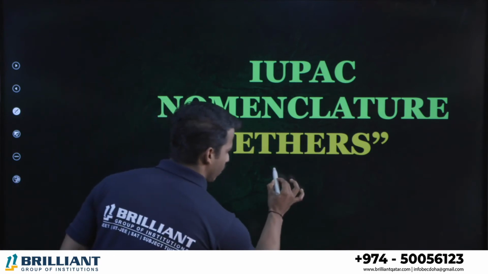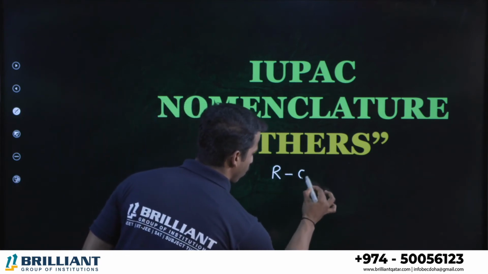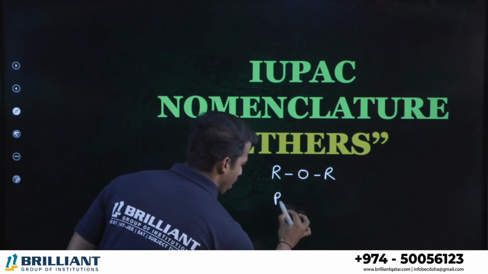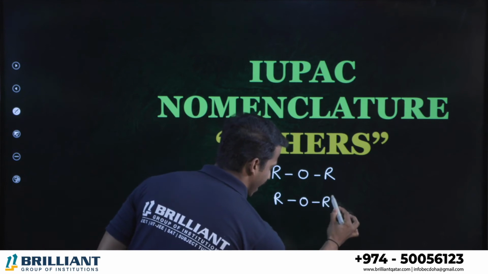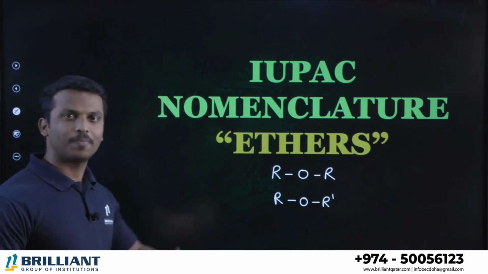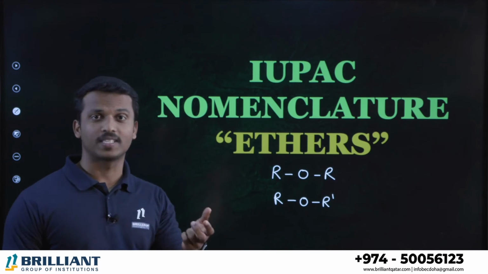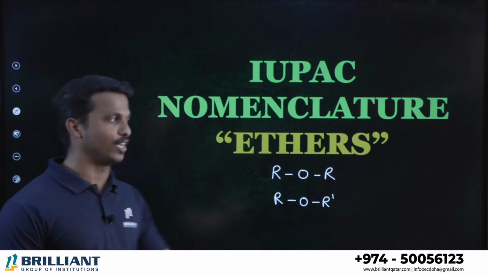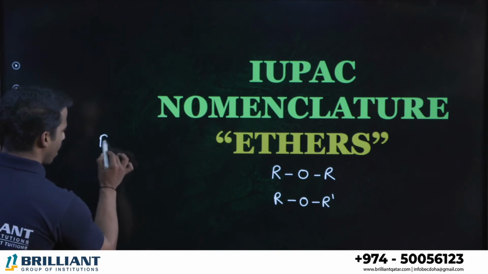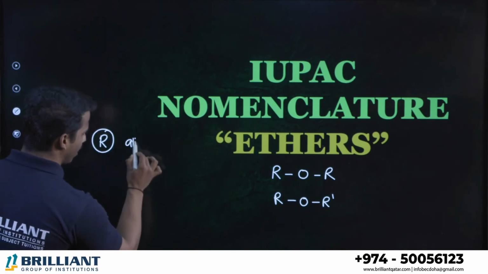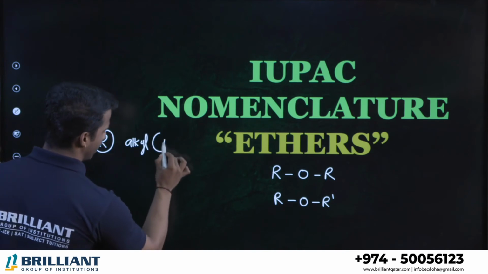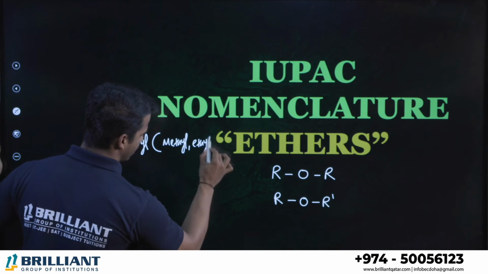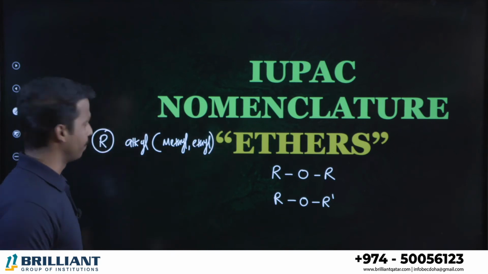Ether, in the sense, generally we can express by ROR, or we can represent ROR dash. What is the representation R? R represents alkyl groups. For example, methyl, ethyl, propyl, isopropyl, etc. Right? The R group represents an alkyl group. Examples are methyl, ethyl, etc.